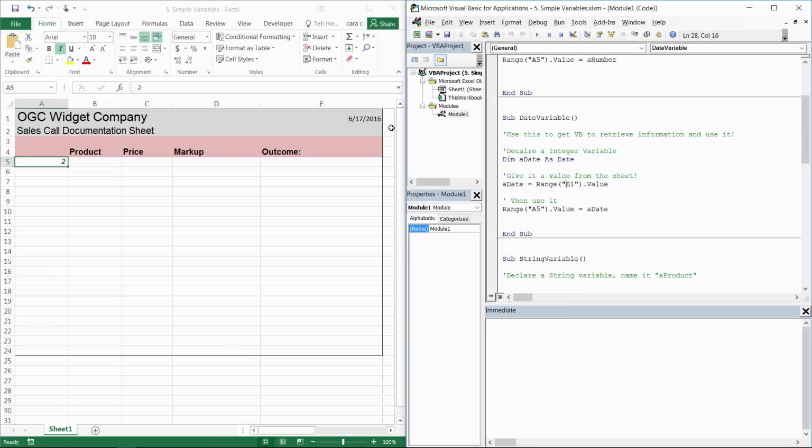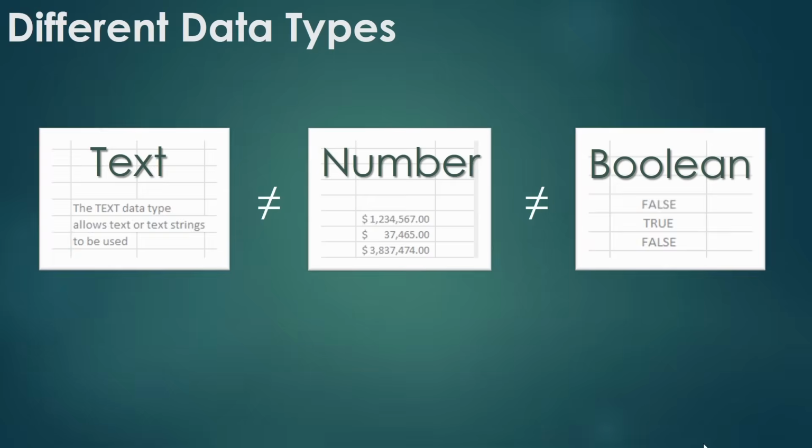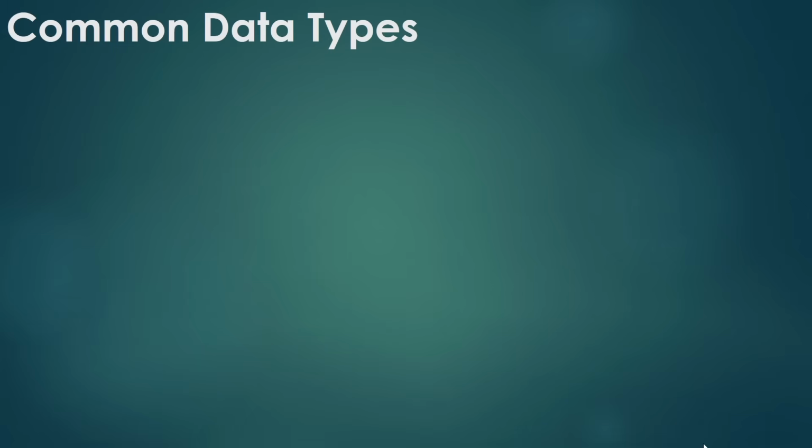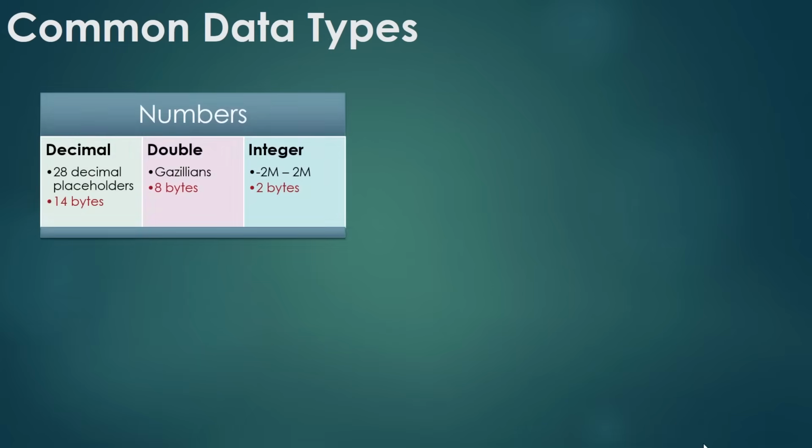Now, there are lots of different data types for variables. You want to make sure to use the right kind of data type when you are creating a variable. If you're going to be using text, use text. If you're going to be using numbers, use numbers. And if you're going to be using true or false, make sure to use the Boolean data type. This is a list of common data types that you'll want to be aware of.